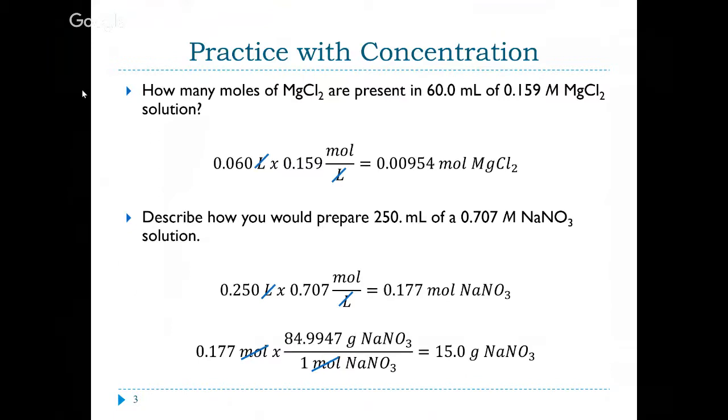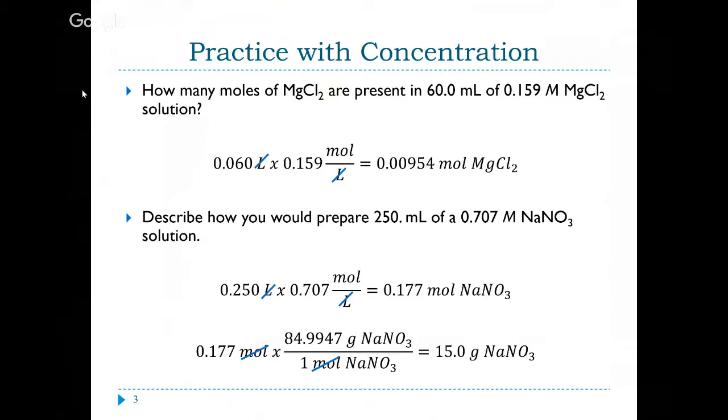How would you prepare 250 milliliters of a 0.707 molar sodium nitrate solution? Well, you have to know how many grams of sodium nitrate you have to measure out. In order to do that, we have to find the moles. Once again, we convert our volume to liters, and we multiply 0.250 liters times 0.707 moles per liter. Liters cancel, and we find that there are 0.177 moles of sodium nitrate.